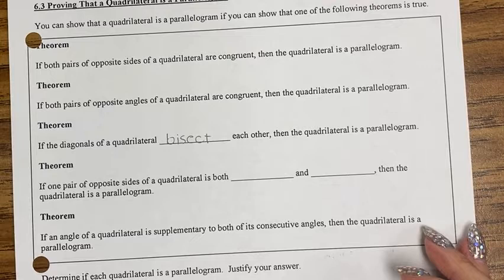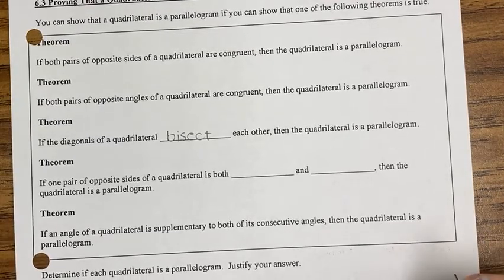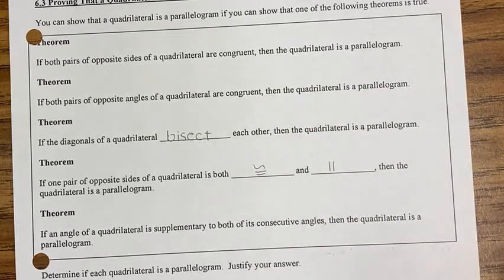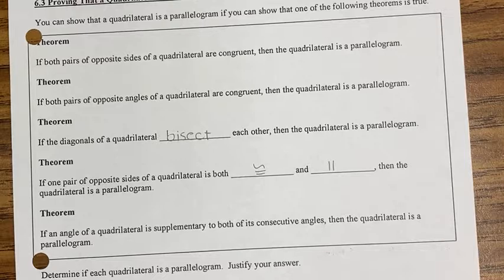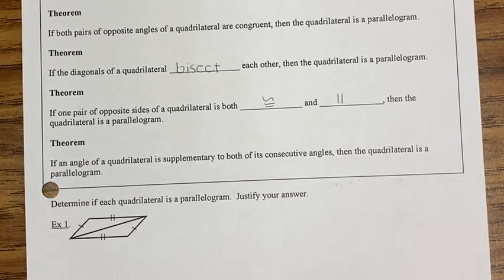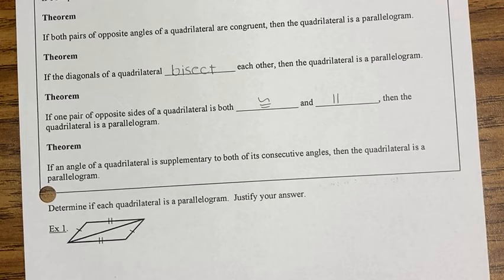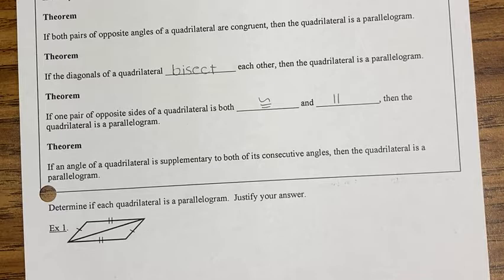The fourth theorem that we have here is that if one pair of opposite sides of a quadrilateral is both congruent and parallel, okay, then the quadrilateral is a parallelogram. The last theorem that we have for this section is that if an angle of a quadrilateral is supplementary to both of its consecutive angles, then the quadrilateral is a parallelogram.